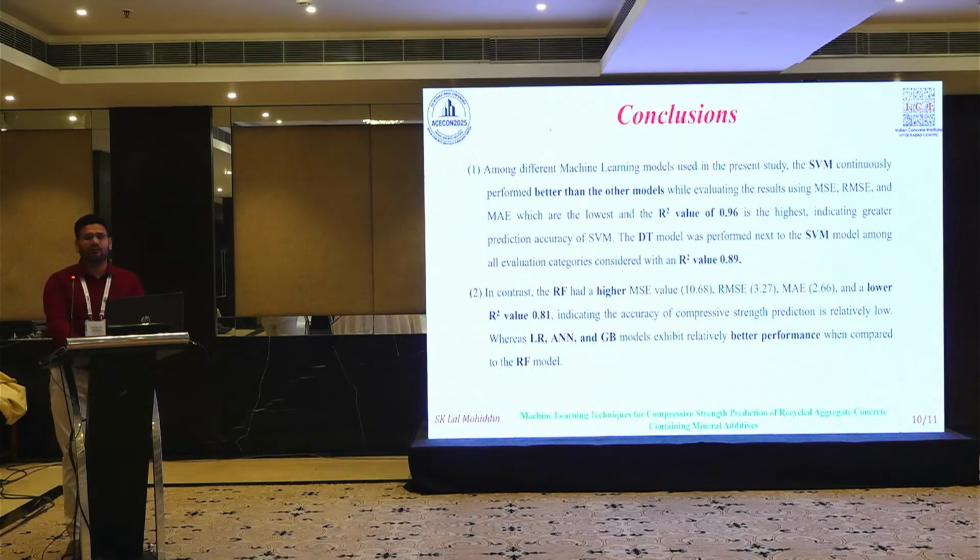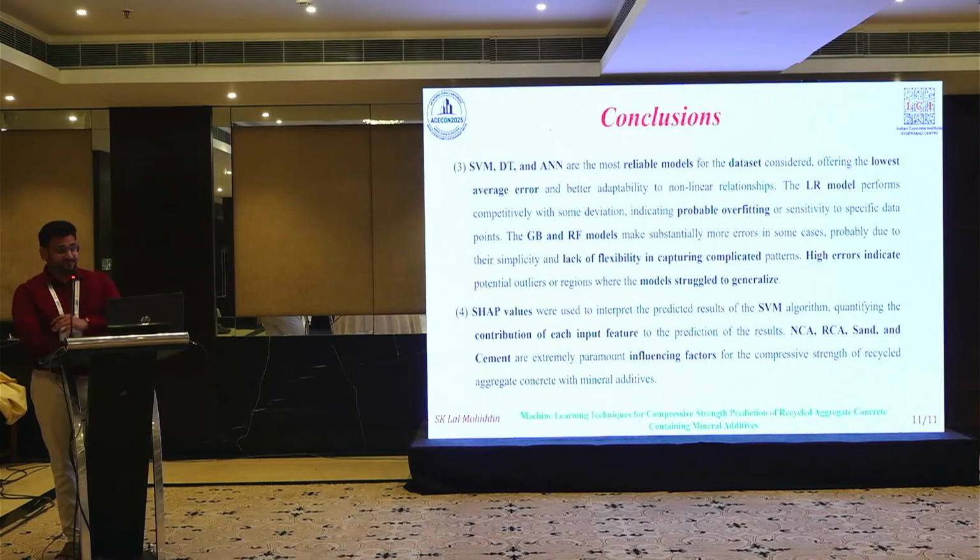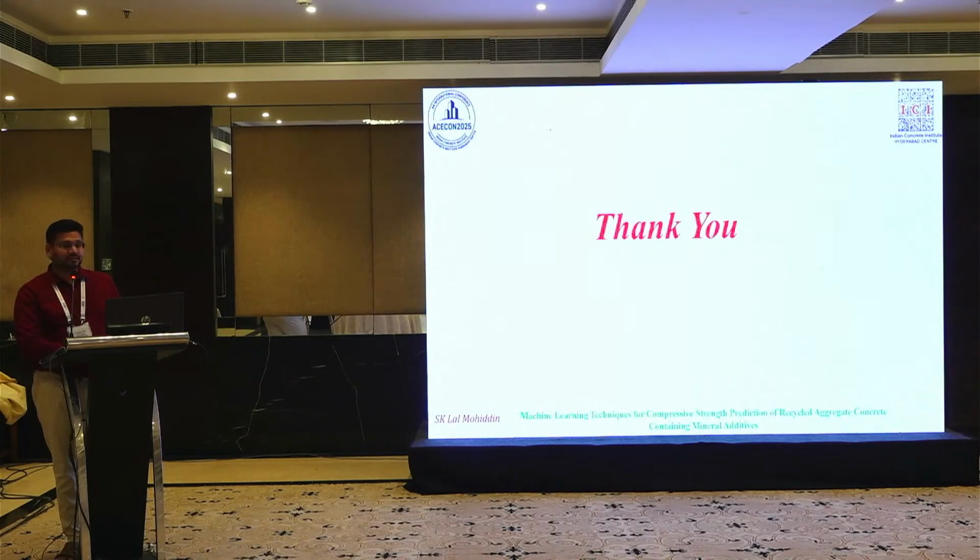Coming to the conclusion, out of all 6 algorithms, support vector machine got more accuracy when compared to the remaining, followed by decision tree, and random forest shows less accuracy when compared to the remaining. Among the remaining algorithms, linear regression shows some deviation indicating overfitting, similar to gradient boosting, and random forest also shows a lack of flexibility while capturing complicated patterns. From SHAP analysis, the most influencing parameters are natural coarse aggregate, recycled coarse aggregate, sand and cement. Thank you.